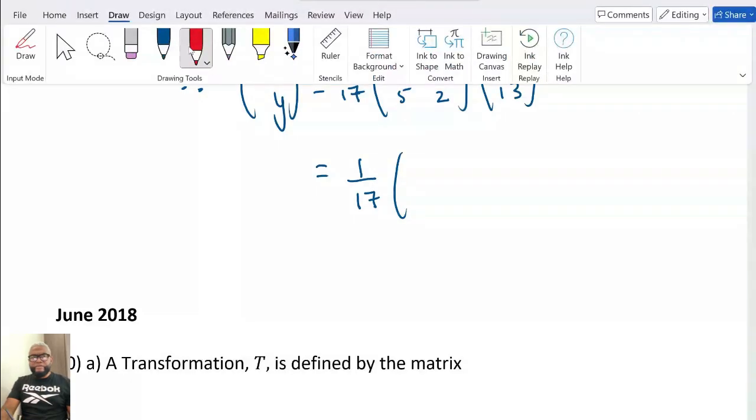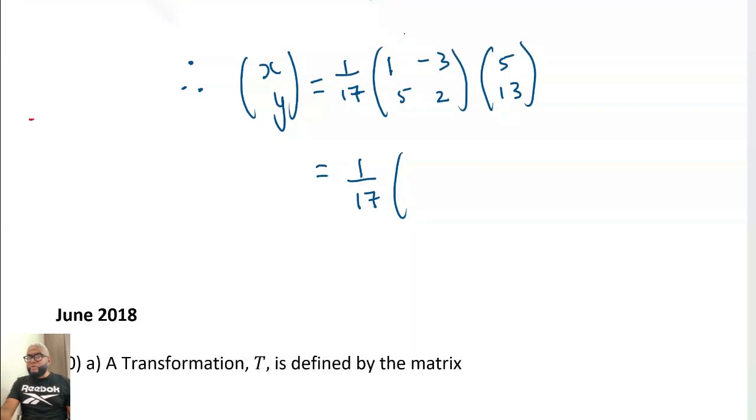Is it conformable for matrix multiplication? This is a what by what matrix? What's the order of this matrix? 2 by 2. And what's the order of the second matrix? 2 rows and how many columns? 1. So is it conformable for matrix multiplication? Right, let's work. Work it out for me.